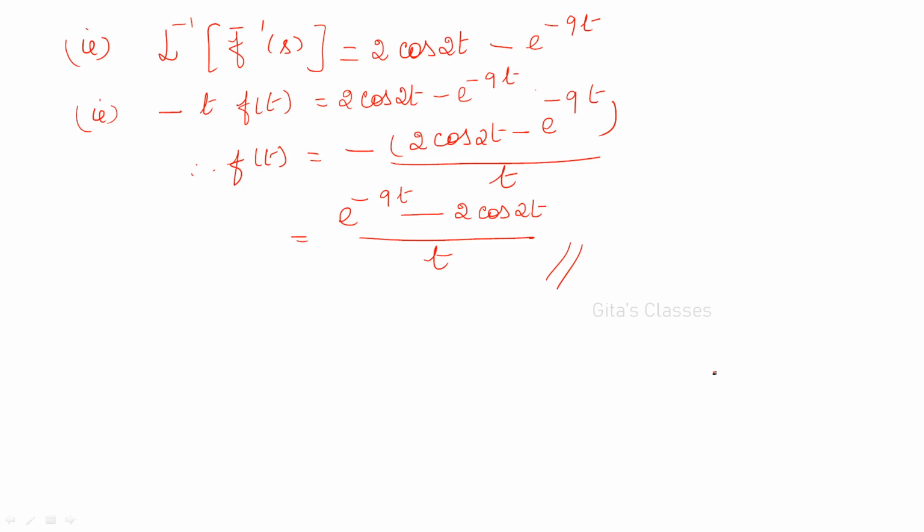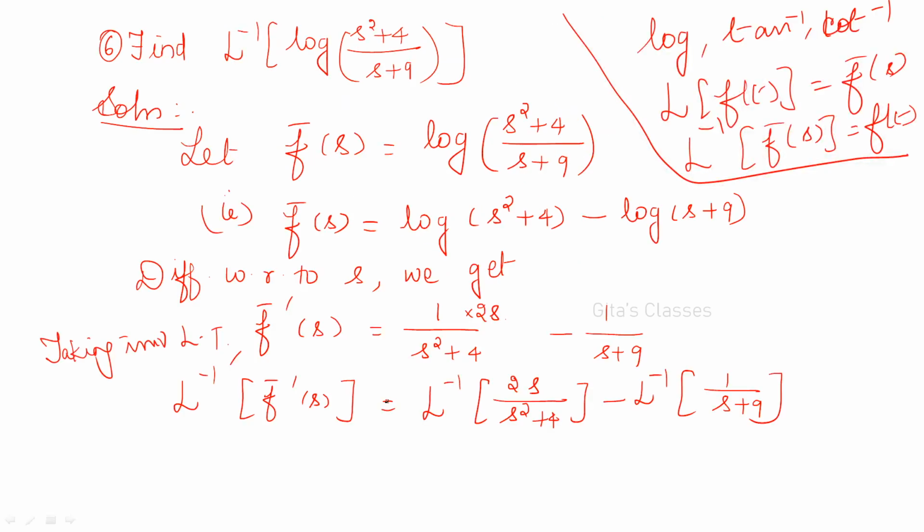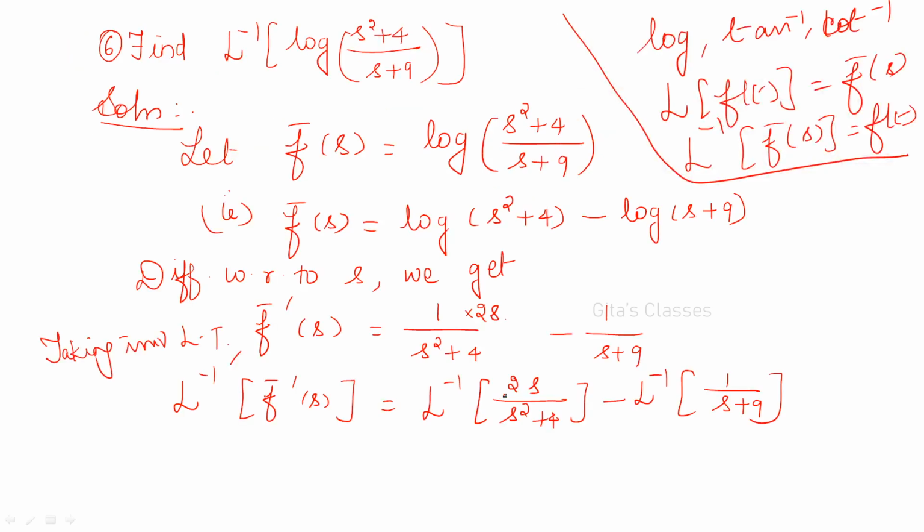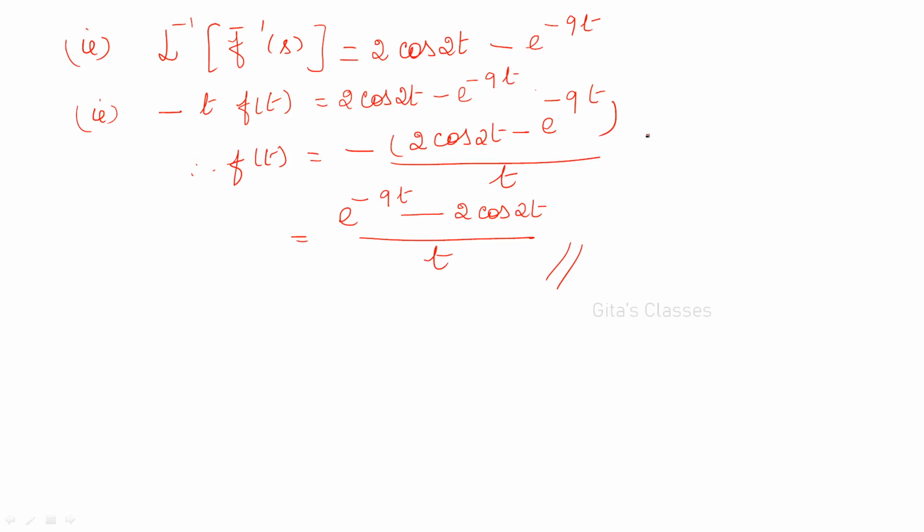That is, L inverse of f bar dash of s is equal to L inverse of 2s by s squared plus 4, so 2 into cos 2t, minus L inverse of 1 by s plus 9, which is e power minus 9t. So what is L inverse of f bar dash of s? It is minus t into f of t.